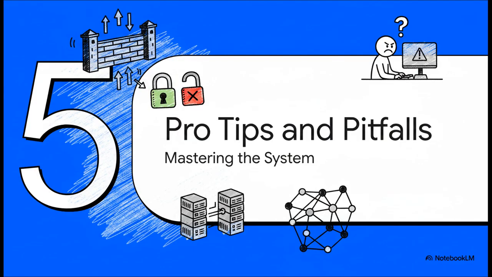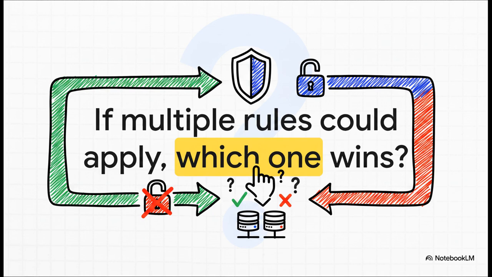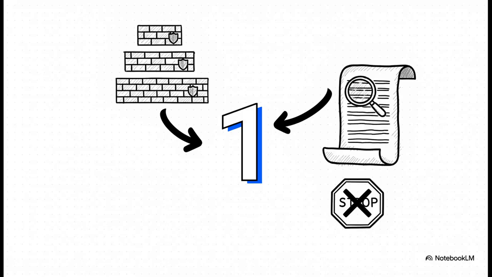Okay, so now you know how to write a basic rule. But knowing the grammar is one thing. Actually using it effectively, and more importantly, not locking yourself out of your own system, well, that requires a few pro tips. So this brings up a really important question. What happens if you have two different rules that could both apply to the same connection? Let's say one rule allows it, but another one blocks it. Which instruction does the guard follow? Which one wins? The answer is simple and absolute.